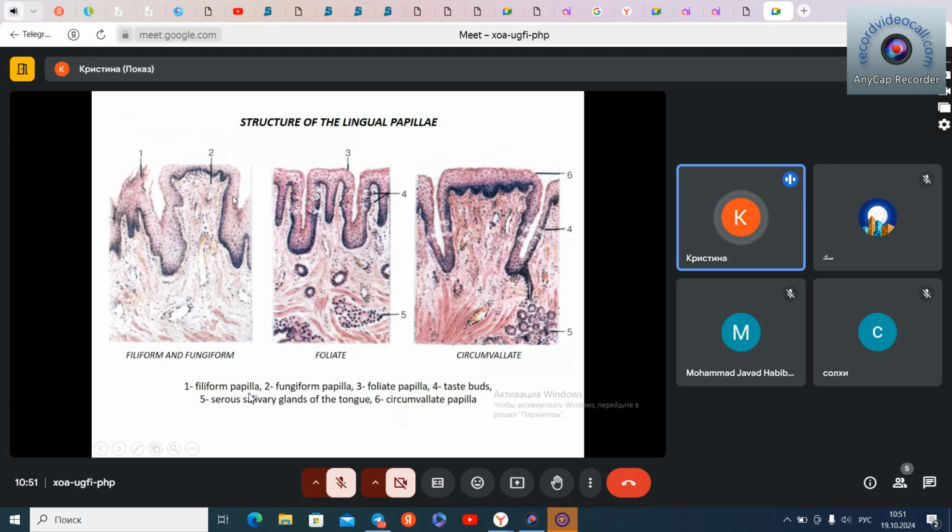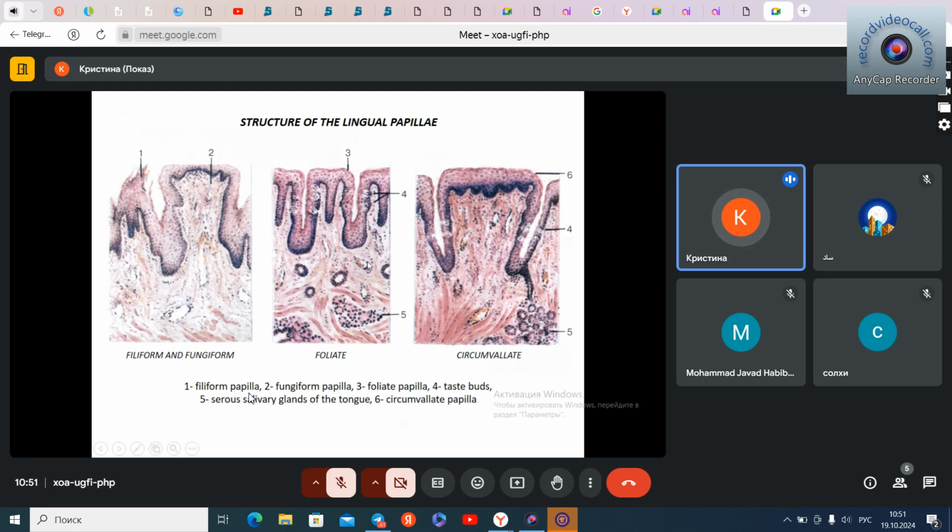So this is the fungiform papilla. Fungiform means mushroom shaped, with the leg and the head. The filiform papilla is shown here. It also has a larger primary papilla and these secondary papillae, smaller ones, and the epithelium here is partly keratinized.